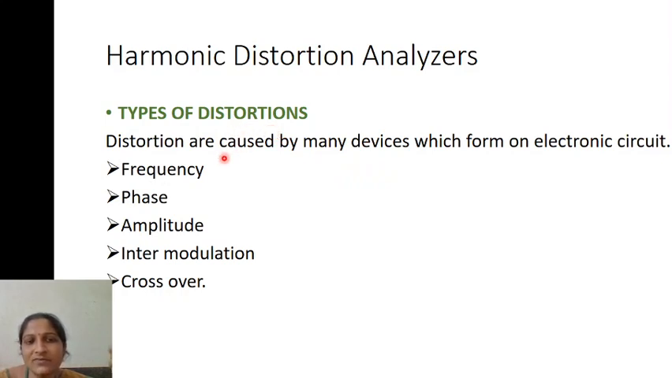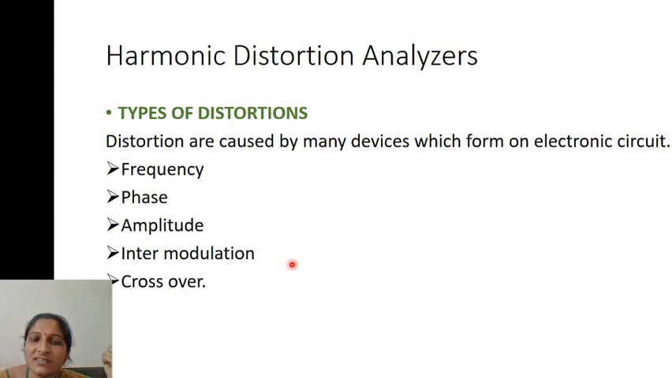That means there is some amount of distortion happening. The different types of distortions that occur in a circuit are frequency distortion, phase distortion, amplitude distortion, intermodulation distortion, and crossover distortion. Frequency distortion means that instead of getting the frequency which we gave as input, the frequency has changed to some other frequency, so the frequency has been distorted. Likewise, in phase distortion the phase has changed, or the amplitude has changed, or the modulation has changed, or there is distortion during the crossovers.